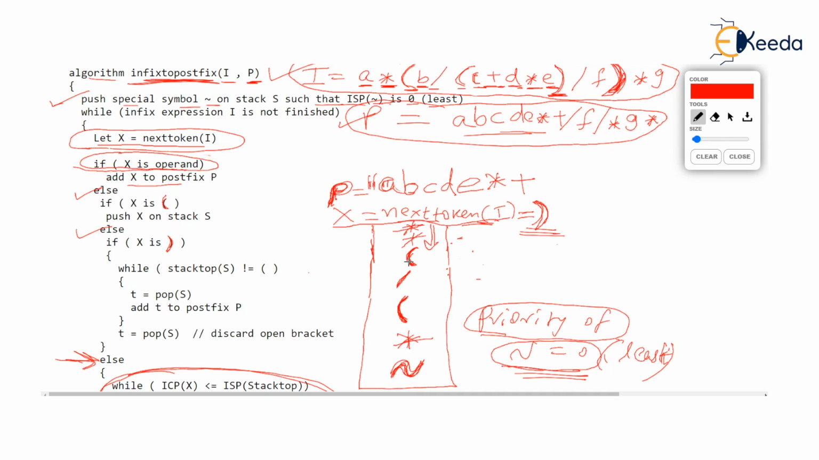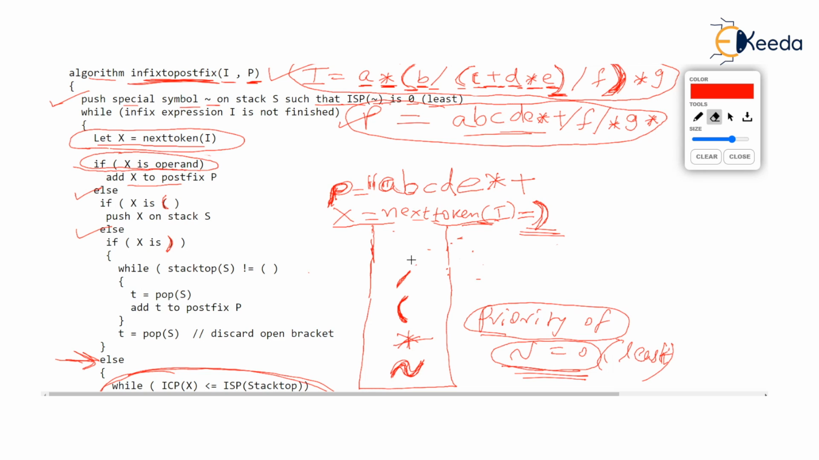We are not going to add open bracket anywhere, but really we are going to add asterisk and plus to our postfix that we have added, and we will discard open bracket. We will pop open bracket also, and we'll discard it. Nice. So what is the condition for close bracket?